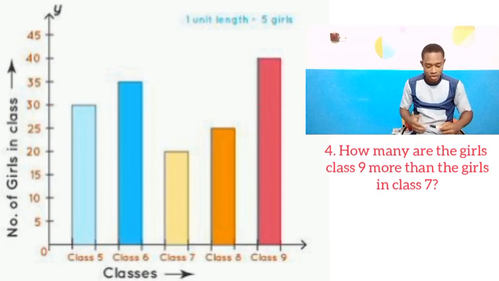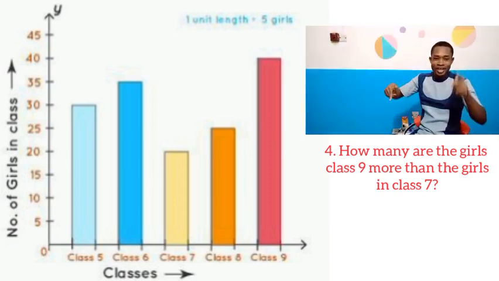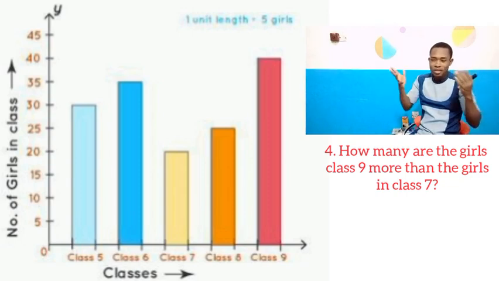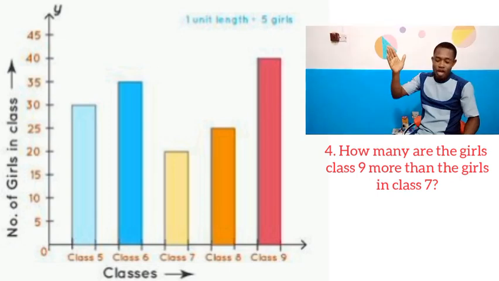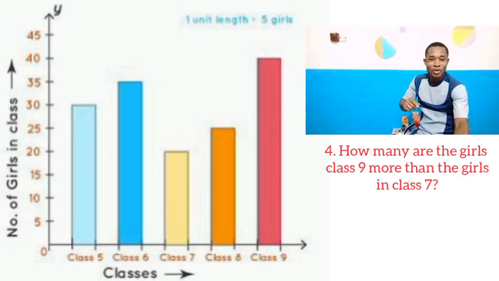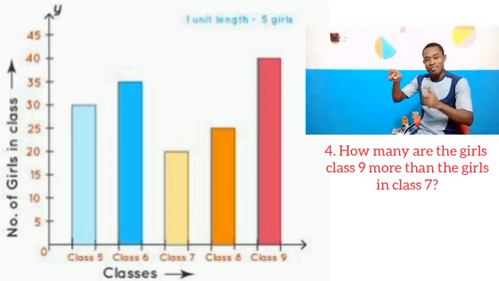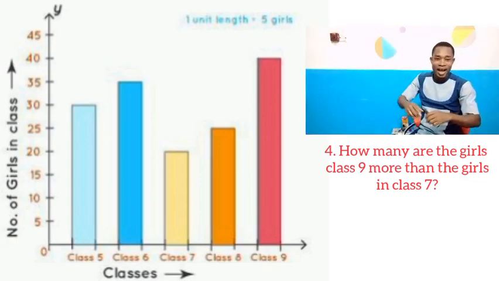How many are the girls in class 9 more than the girls in class 7? Once again, how do we answer the question? We visit our bar chart. We are looking for the number of girls in class 9 more than the number of girls in class 7. So it is simple. Let us find out how many girls we have in class 9. We'll also find out how many girls we have in class 7. Then we will do subtraction. We'll do the bigger minus the smaller to get the number of girls in class 9 more than the number of girls in class 7.